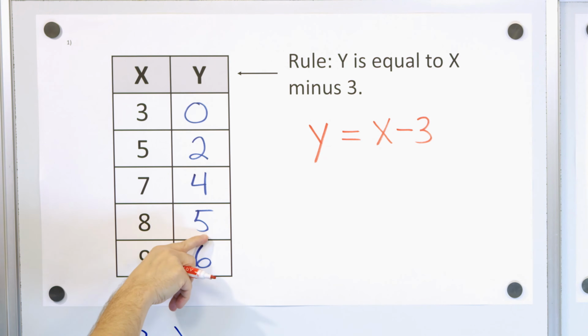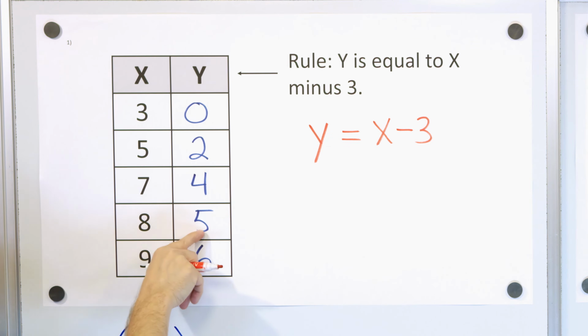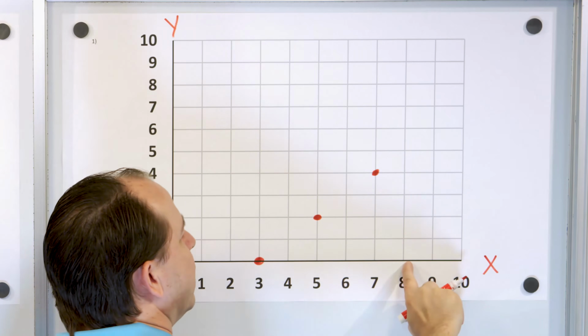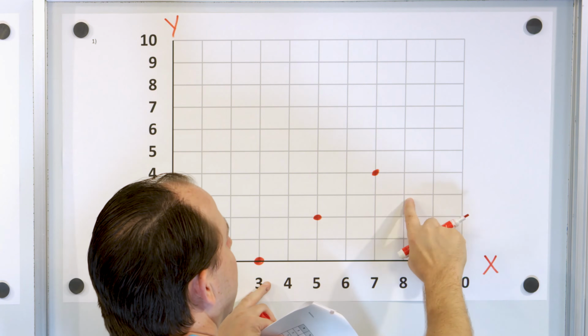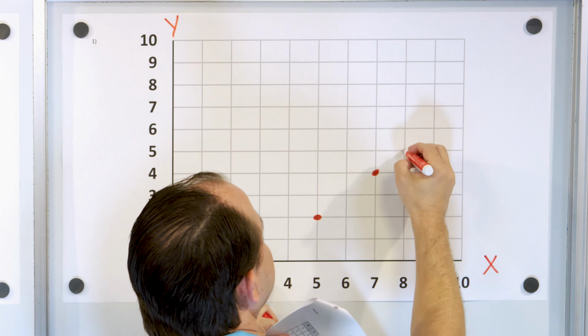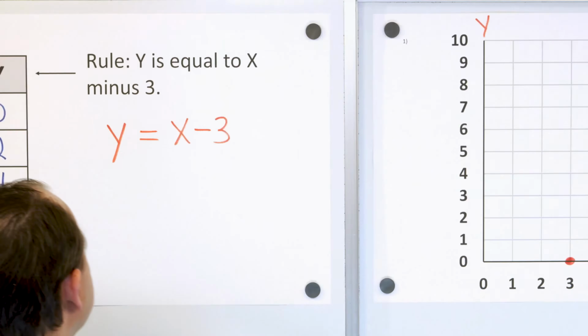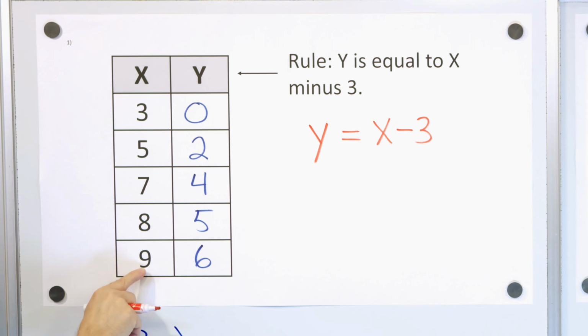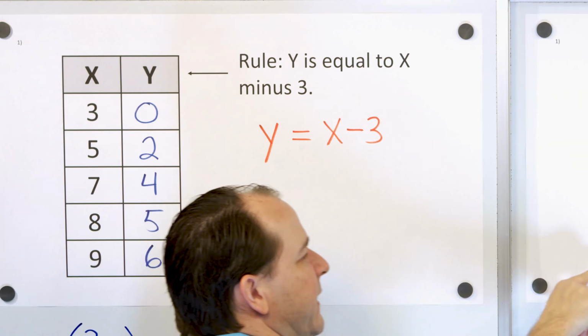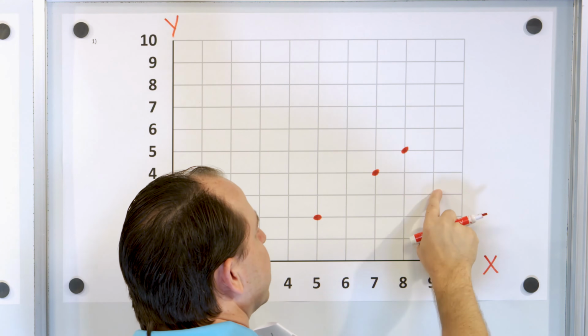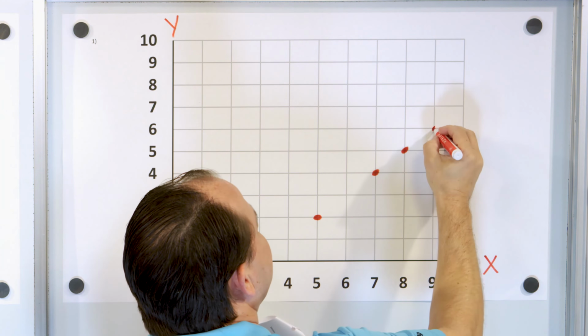Next, (8, 5). X is 8, y is 5. X is 8, y is 1, 2, 3, 5. Means there's a point right here. (9, 6). X is 9, y is 6. X is 9, y is 1, 2, 3, 4, 5, 6, which is right here.